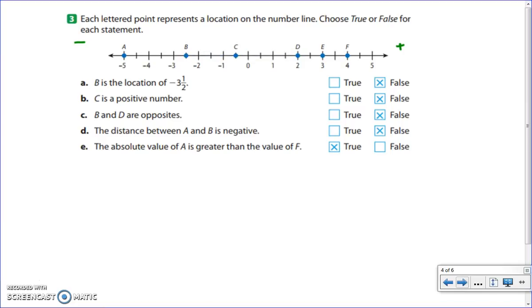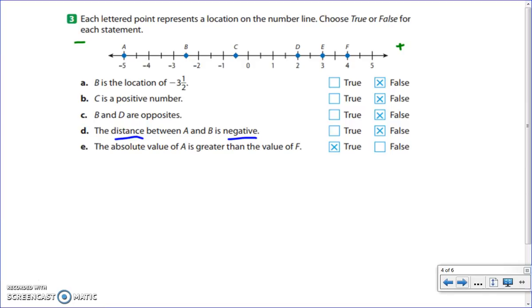False. The distance between A and B is negative. Well, before we go anything, we don't have to look where A and B are at. We know that there's no way distance can be negative. There's always space in between two places unless it's the same place. So as soon as you see distance and negative in the same sentence and somebody's trying to claim that the distance is negative, you know that's false.